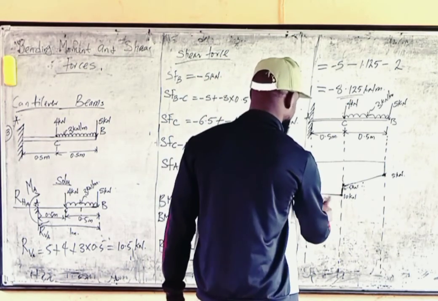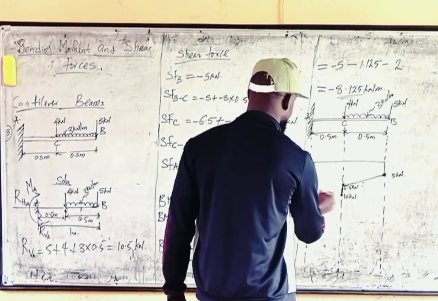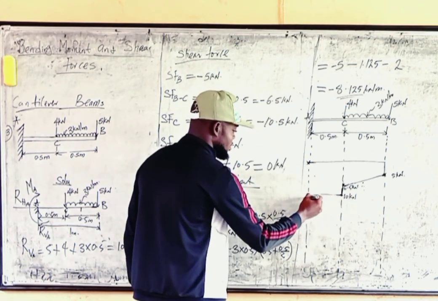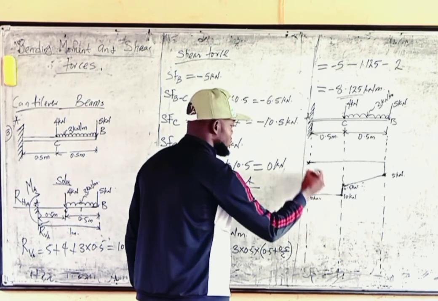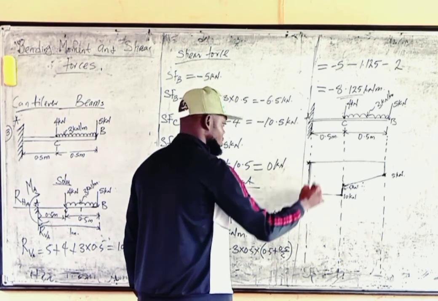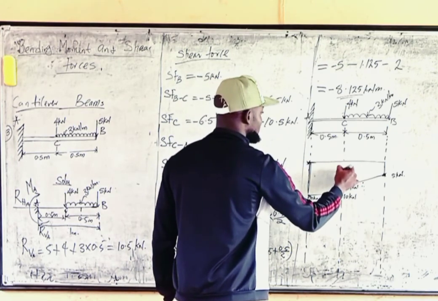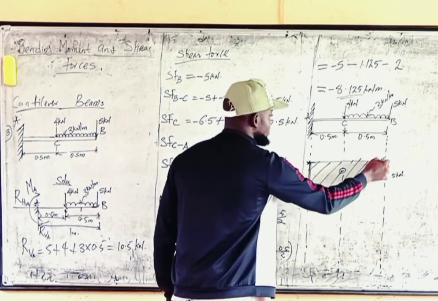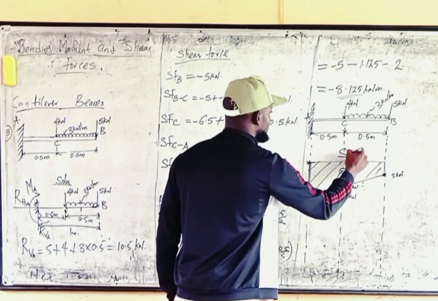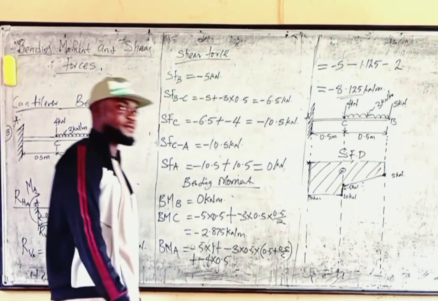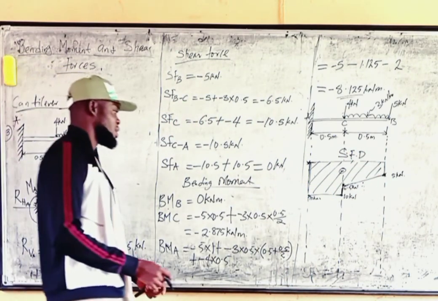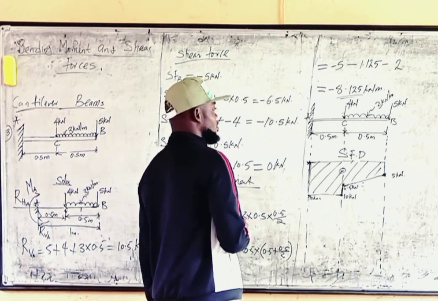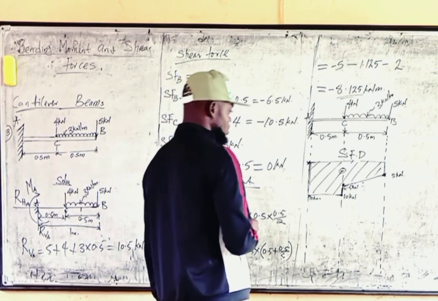Next, ensure that the line is straight. It's very important. Then you join these two. Here it is still 10 kilonewtons, and you end it. Just join it. So we'll have negative shear force. You can shade it if you wish. This gives us our shear force diagram. Then the next one is for bending moment.